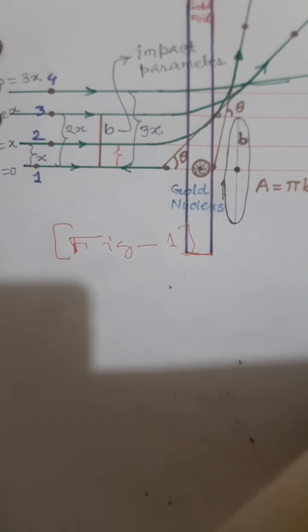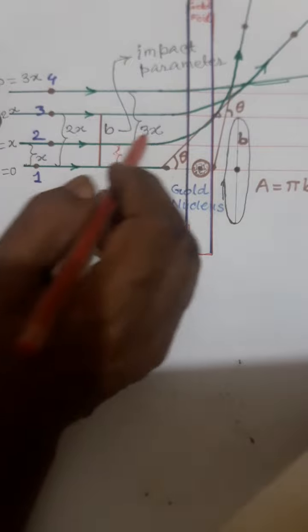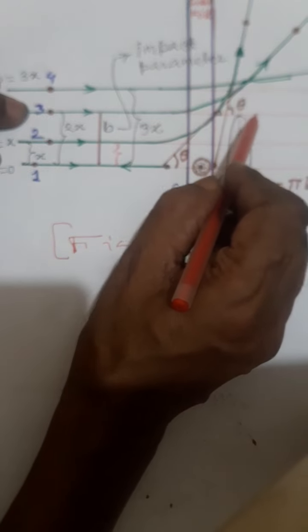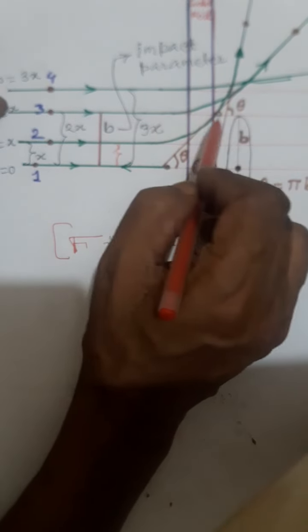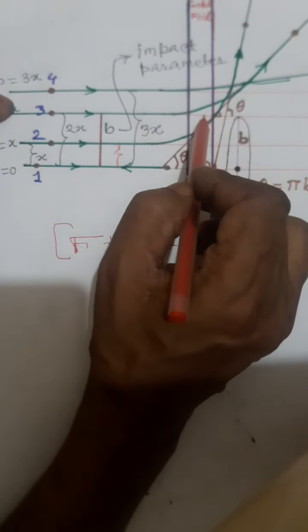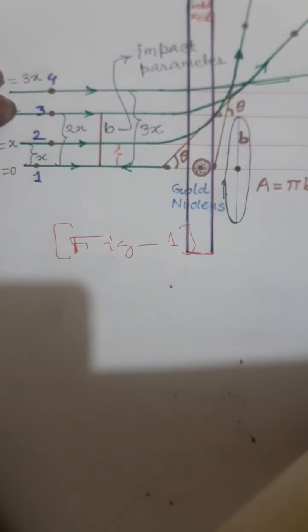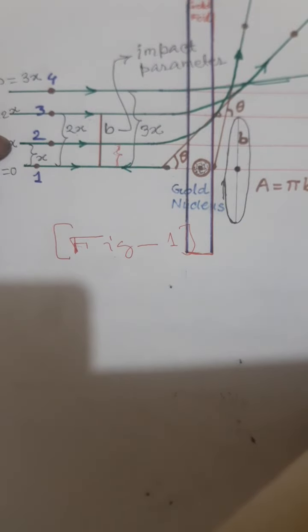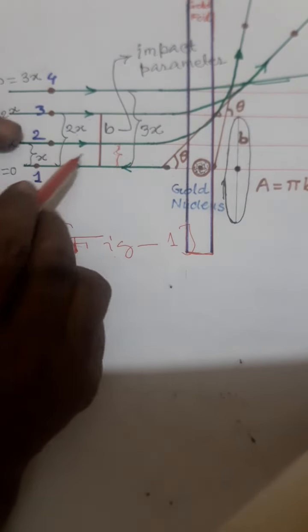The angle between the incident direction and the scattered direction is called the angle of scattering. It is denoted by theta. Here in this figure, for the third alpha particle, this is the incident direction and this is the scattered direction. The scattered direction makes an angle theta with the incident direction. It is called angle of scattering. It is large when b is small.